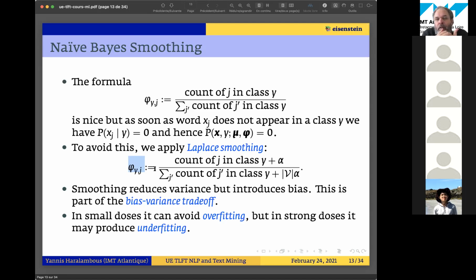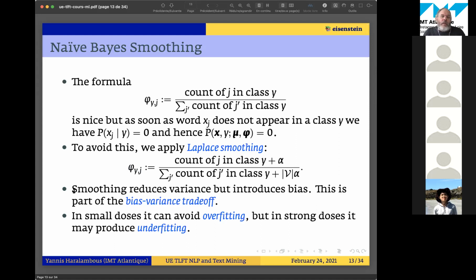And depending on the value of alpha, they can be quite close to each other or not. So if I take a big alpha, if alpha is big relatively to this count, then this count is not important anymore. And I will get always more or less the same values because only the alpha counts.